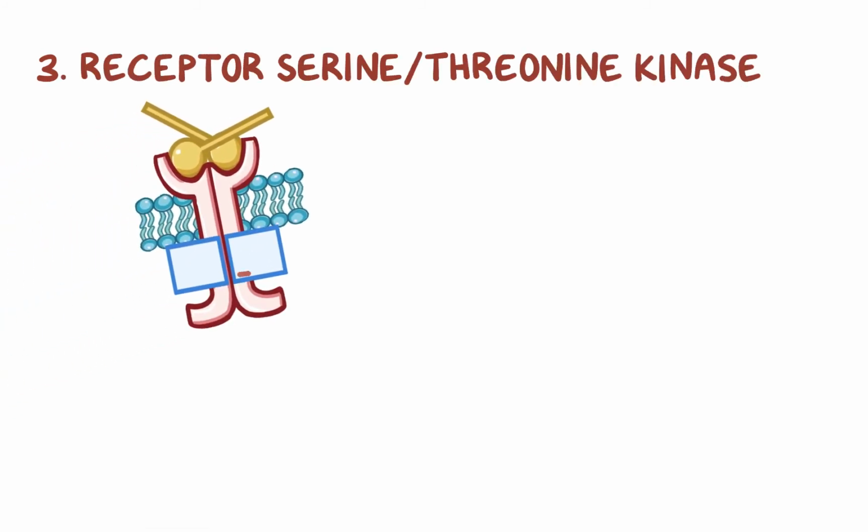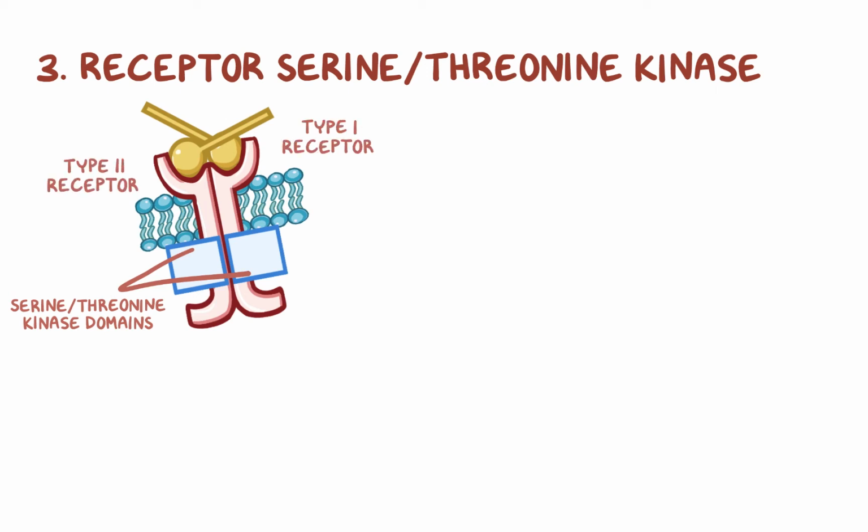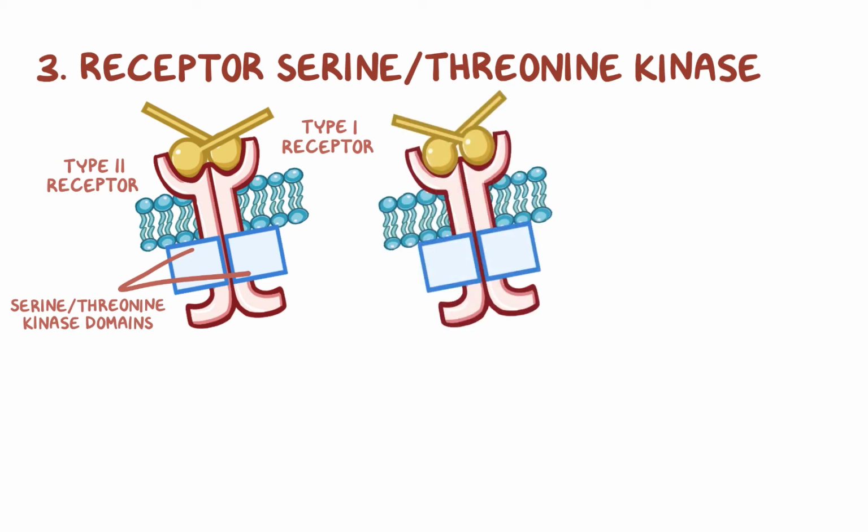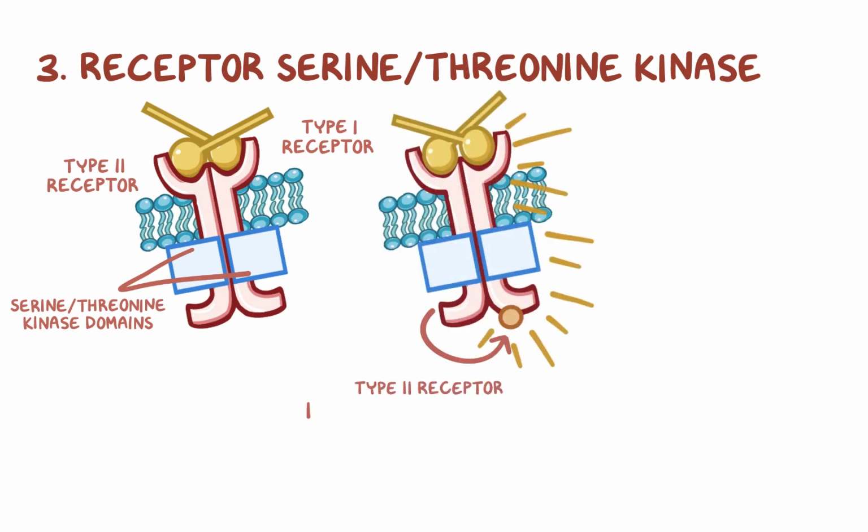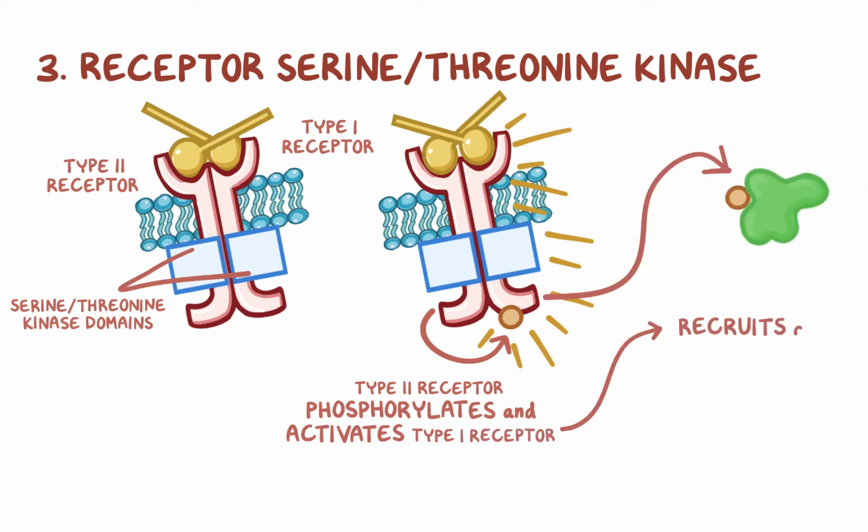Finally, there are the receptor serine-threonine kinases, and they have a serine-threonine kinase domain on their intracellular end. There are two classes of these receptor serine-threonine kinases, type 1 and type 2, which are structurally similar. Ligand binding brings the two together so that the type 2 receptor can phosphorylate and activate the type 1 receptor, which in turn recruits and phosphorylates various target proteins to relay the signal.